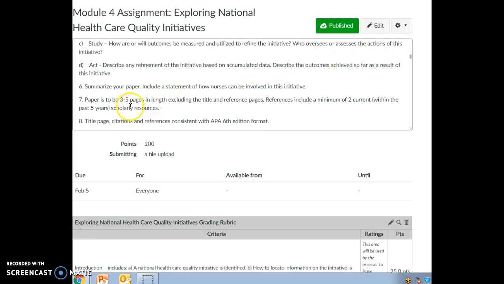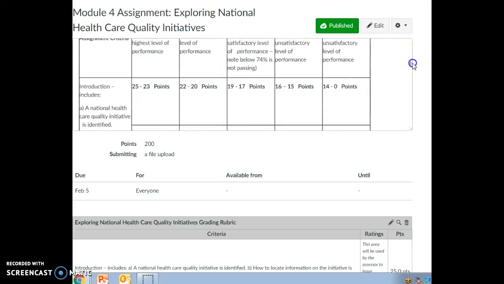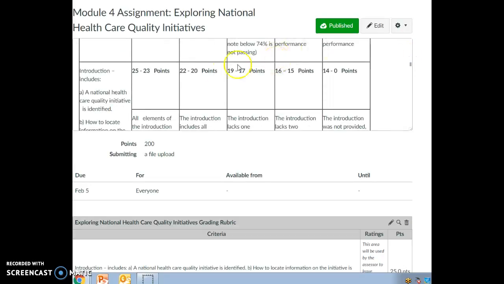So your paper again should be a minimum of 3 pages in length, and that is 3 full pages. It can be longer than that. A separate title and a separate reference page, and it should include 2 current, within the last 5 years, scholarly references, and include a title page and reference page consistent with APA format. I'll refresh your memory on this when I show you the example. And again, you have rules of grammar. So just going through the rubric, you will receive 25 points for the introduction.